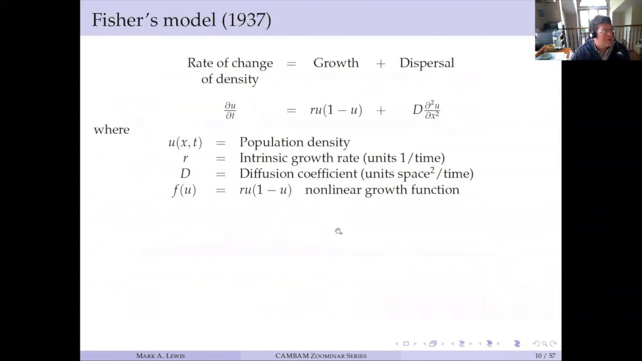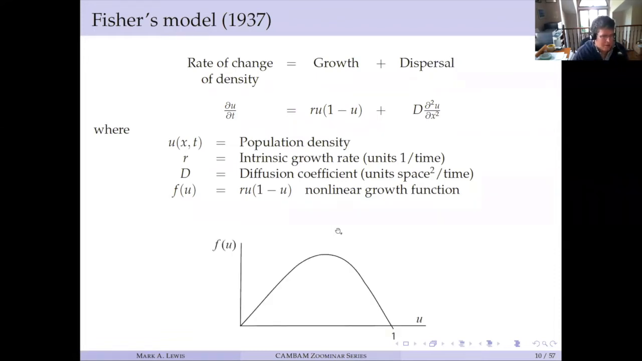Okay, so the model for the spread of an advantageous gene into a new environment was proposed by Fisher in the 1930s. And this has actually been a model that's been used for population growth as well. And so the idea here is we have logistic growth and diffusion. And the logistic growth function is shown at the bottom. And so we have a carrying capacity, which has been set to be 1 here. And I've noted the units for growth and diffusion, as we'll come back to these later.